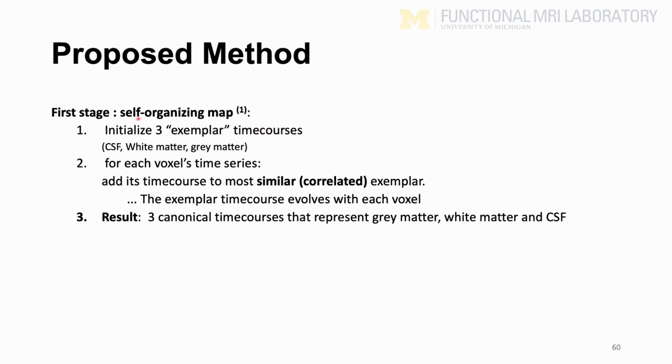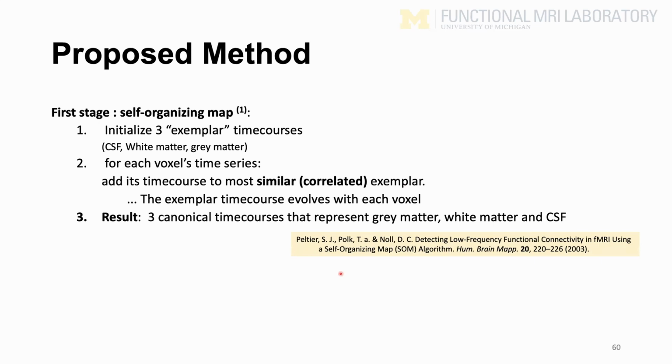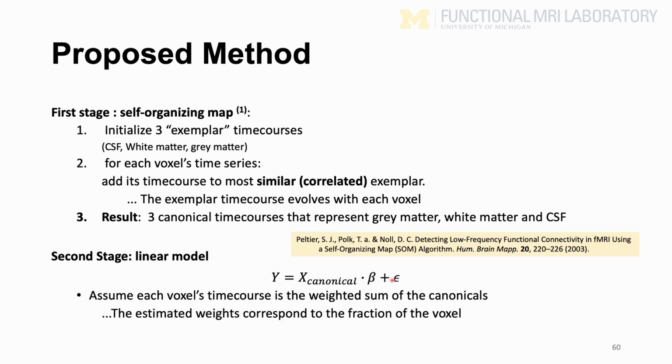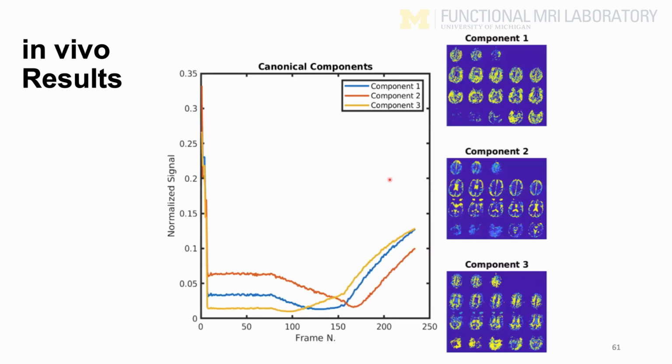So we can do this using a self-organizing map that essentially uses this reference to come up with the algorithm. And all you're doing is starting with some exemplar pulses, time courses, and then adding the different voxels into it until the exemplars converge to a canonical time course. And then the second stage is now that we have these canonical pulses, we just do a linear model and try to see how much of the voxel signal is made up by each one of these canonical courses.